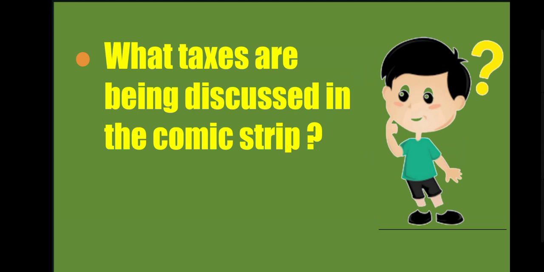I hope you are done. Now tell me what taxes are being discussed in the comic strip. So Alice and Lewis are discussing various taxes such as the tax on magazines imposed on them by the British. There is also a tax on tea.